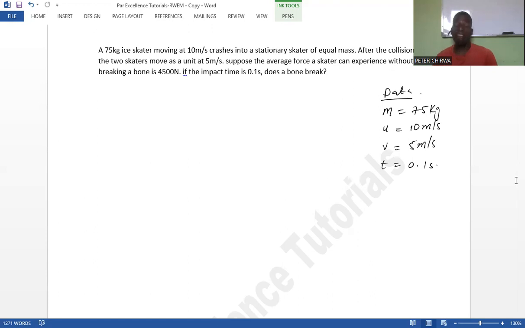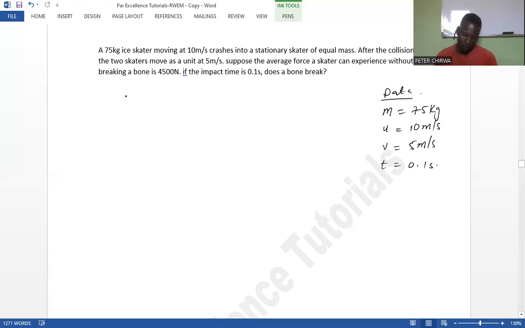If the average force that we're going to find is less than this 4,500, it means the bone of this skater does not break. But if what we find as the average force is greater than what the skater can endure, it means the bone breaks. So I believe you got the point. So now, how do we go about it?